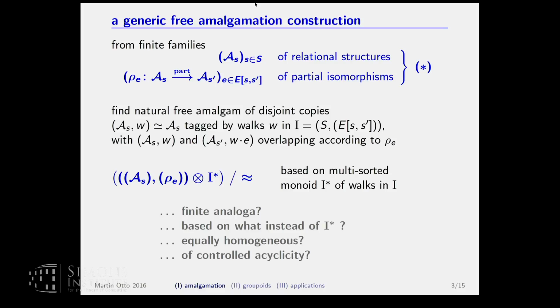Okay, so the question that I'm treating here is what are the finite analogues of this? Are there finite solutions? And if so, how do you get them? Based on what kind of background structure, instead of this usually infinite monoid of all walks through the combinatorial representation of the links that you need to realize? Could you have anything that's equally homogeneous as this sort of canonical one?